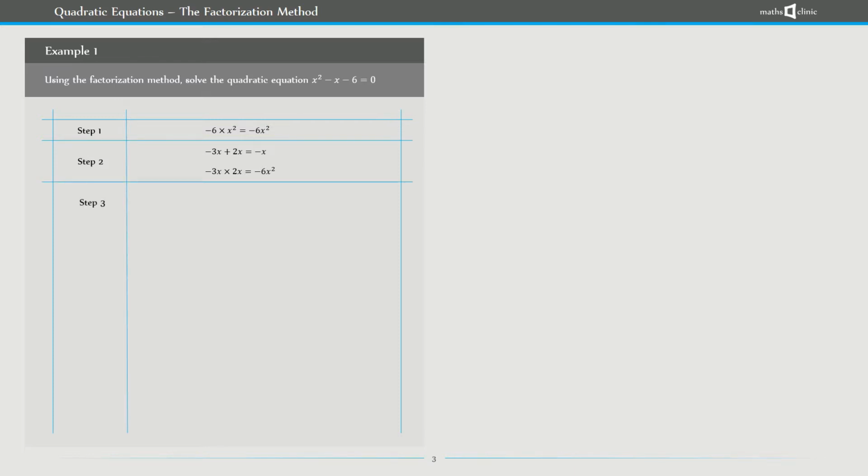So what do we do next? Now the next thing we want to do is, we have our quadratic equation as x squared minus x minus 6 equals 0. Because we know that minus 3x plus 2x equals minus x, we're going to substitute minus 3x plus 2x for minus x in the equation.